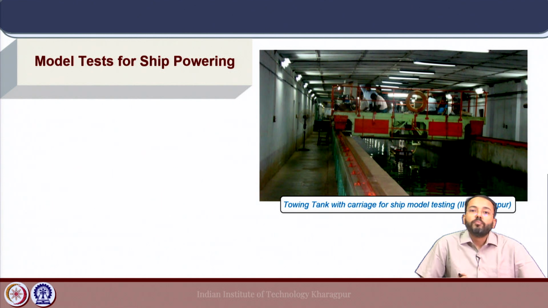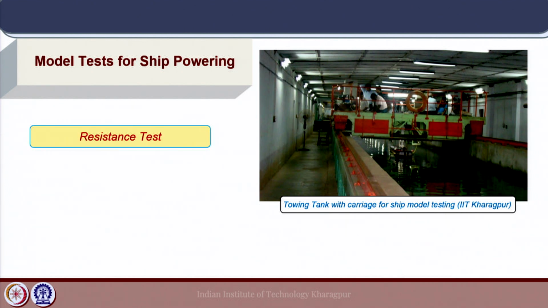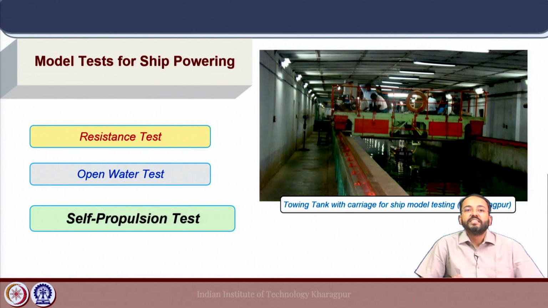With regards to model tests for ship powering, the three tests which are required to do the powering calculations for a ship are the resistance test, the open water test, which have been discussed in the last class, and the self propulsion test, which will be discussed today. So, we have the results from these three tests, which are used together to calculate the propulsion factors and finally do the powering calculations for the ship.